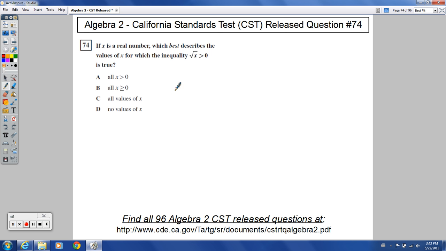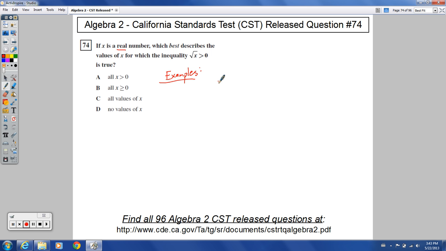I think with this one, as with the previous question, it's good to try out some examples and see if we can eliminate some of the incorrect choices by plugging in some sample numbers. So x is a real number. That means x could be anything negative, 0, or anything positive. Which best describes when this is actually going to be greater than 0?